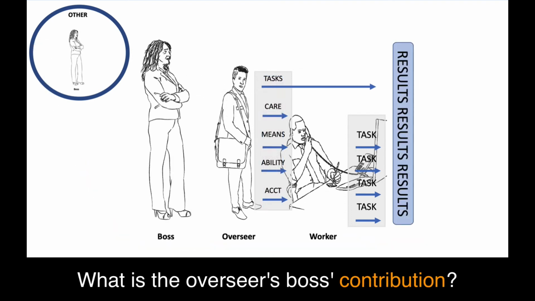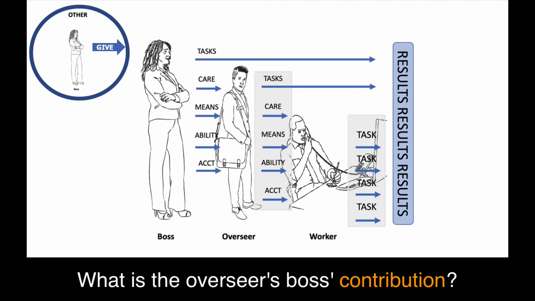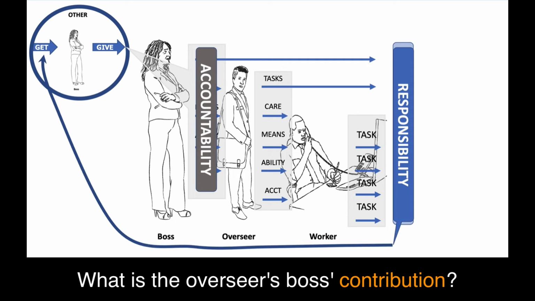The boss also produces a result. Some of the tasks that the boss gives or does, she would do herself. Then, similarly to the overseer, there might be a longer term plan that she would have to present to her board or whatever. But the rest of what she does gets delivered through the overseer. Her contribution with regard to what gets delivered through the overseer is to care for the overseer, to give him the means, the ability, and the accountability to do what's required of him. So we could therefore say that the boss's accountability is to do some tasks and to provide care, means, ability, and accountability for the overseer, and the boss's responsibility is to achieve a result.